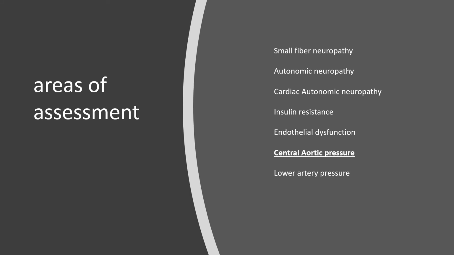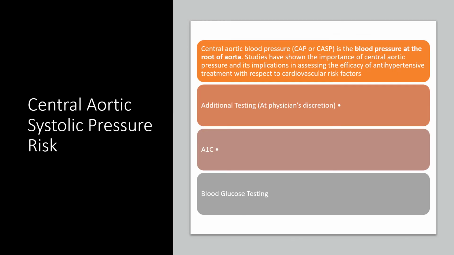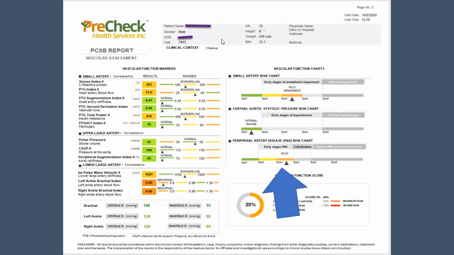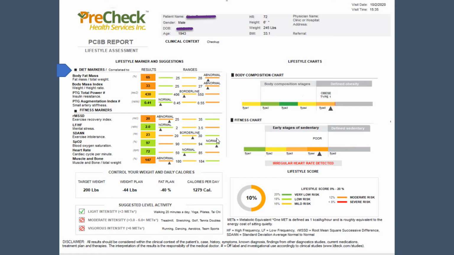Now, another area of assessment is the central aortic pressure. This is the measurement of the pressure as it leaves the heart, at the aorta. It may be a marker for elevated blood pressure in the future. Additional testing may include blood glucose testing. The last area of assessment would be lower artery pressure. This is where we take blood pressure measurements of the lower limbs to see if there's any peripheral vascular disease or hardening of the arteries of the lower vessels. Further workup may include an A1C as well as a blood sugar test.